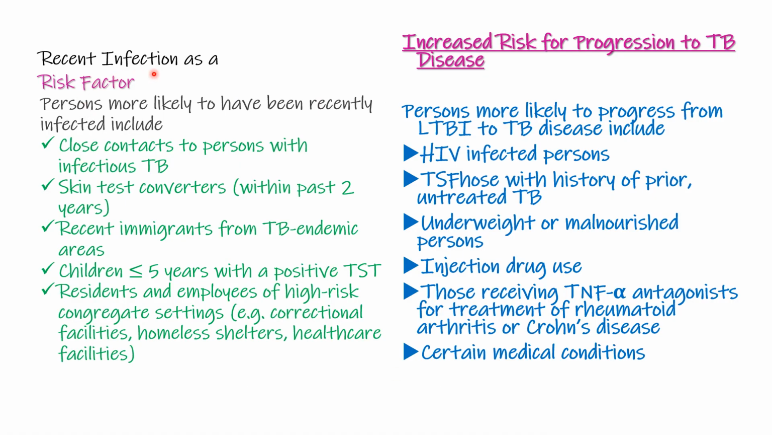So what are the risk factors that will predispose one to get infected by TB? One is close contact with a person with infectious TB, people who are skin test converters, recent immigrants from TB endemic areas, children less than 5 years with a positive TST, and residents and employees of high-risk congregate settings, places which are crowded, such as homeless shelters, healthcare facilities, and prisons, among others.